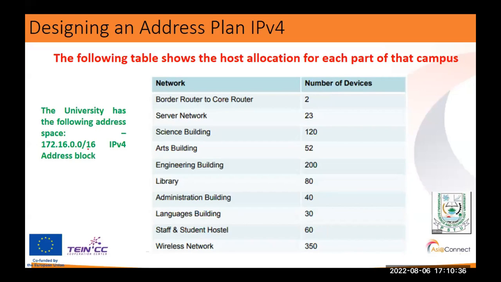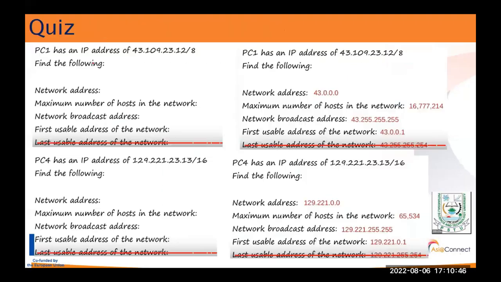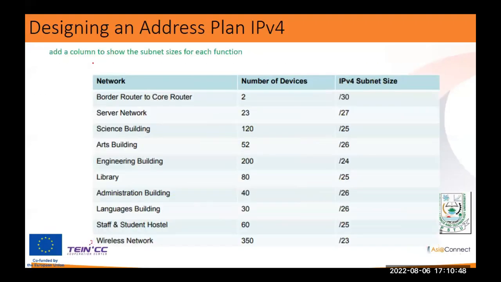65,536 devices we can connect. So this is the basic requirement of a campus network. Now, just like the previous table, we have added an IPv4 subnet size. How can we understand what the subnet size will be based on the devices? Is it clear or not?